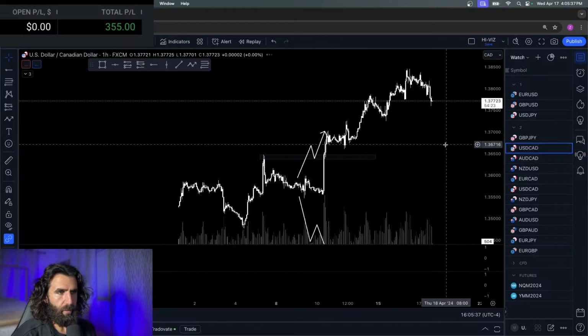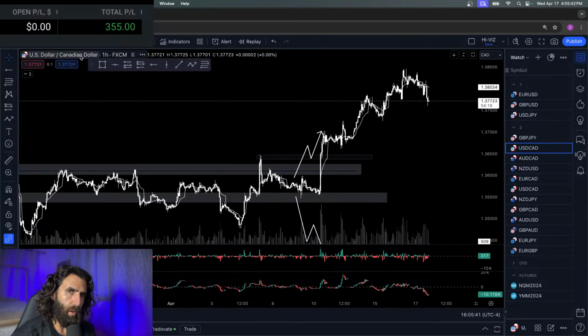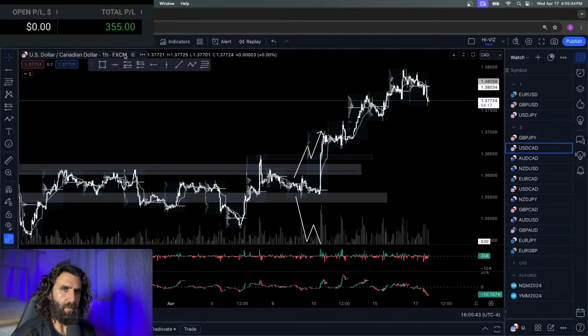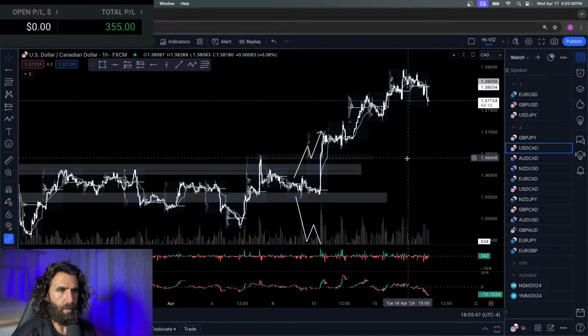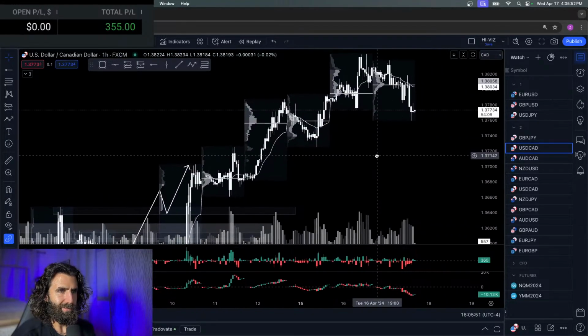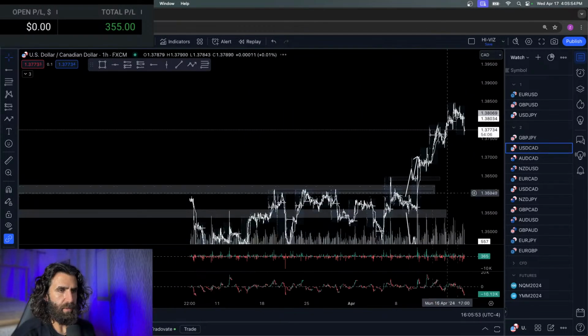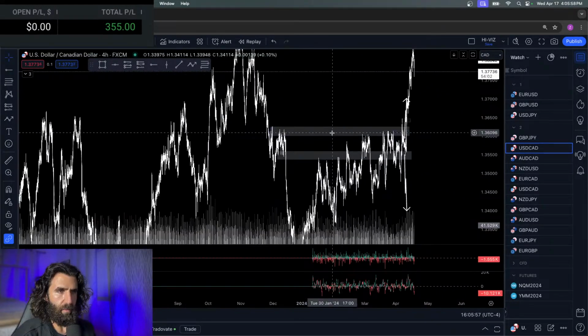USD CAD was above highs and broke. Yeah, this thing kept going. This is a different broker that shows volume, but I don't really care about any of this down here. Yeah, man. Here was the zone that I was watching.